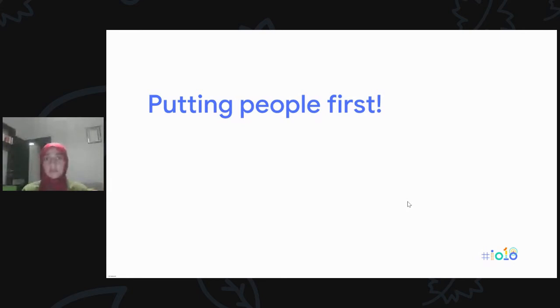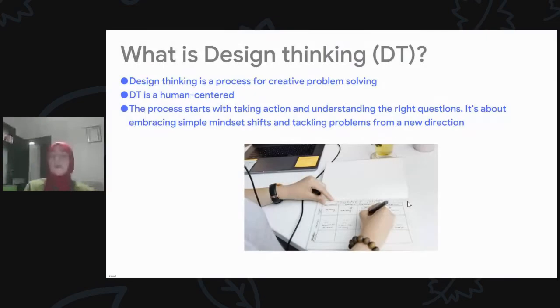Design thinking is putting people first. Yeah, it's about people. It's human-centric. So, what is design thinking? Design thinking is a process. It's a way of thinking, a way of problem solving. How you can solve the problem in an innovative way, with a human-centric approach. So you need to start to take action and you need to understand the right question, so you can deliver something useful to your customer if you understand your customer well.